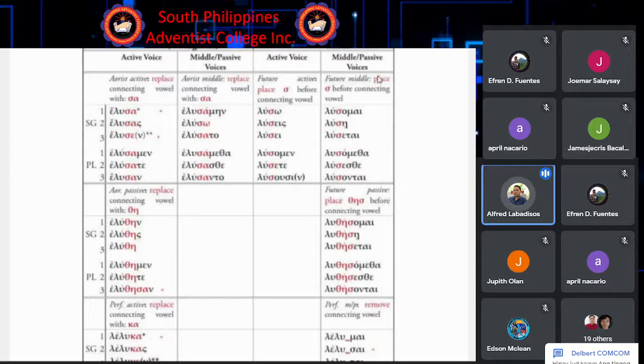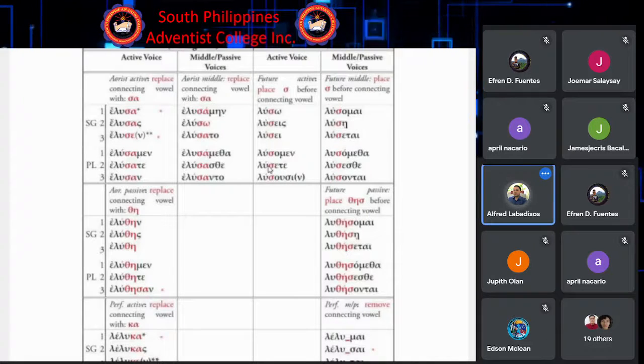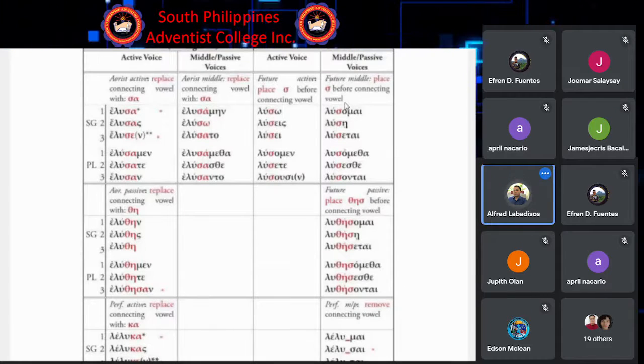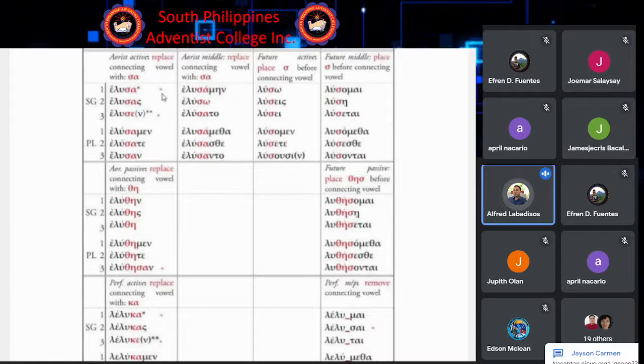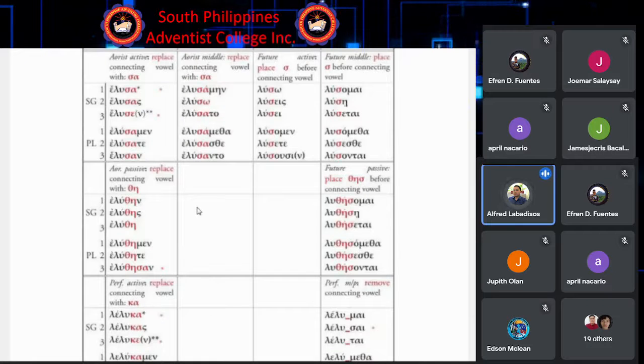Okay, so don't forget the tense identifier for the future is sigma, and sigma for the active and the middle, while for the future passive it is THE-TE. Now, I will give you the other tenses as well, so that you have a general picture later on when we discuss these other tenses.